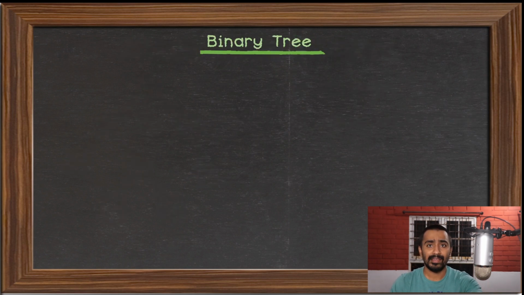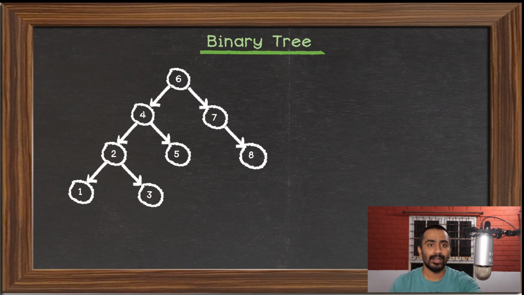Now, in many cases, we mostly use what's called a binary tree. It's just like a generic tree which we saw before, but here a node can have at most two children and hence the name binary. Now, these two child nodes are generally called the left child and right child. We also call them left node and right node interchangeably. Both mean one and the same basically.